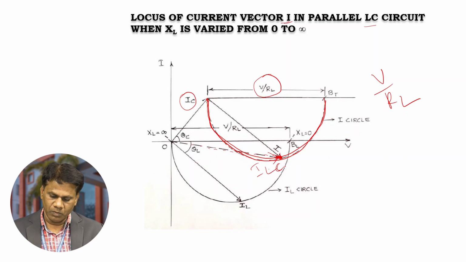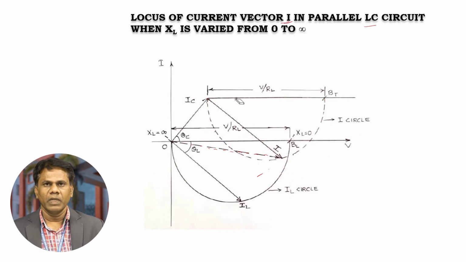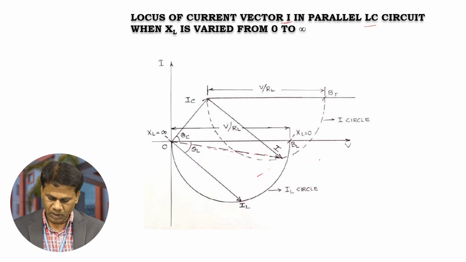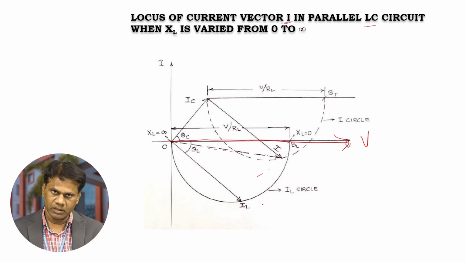I hope you all understand. Here it is simple. We are considering voltage as the reference, so this is the voltage vector. As usual, we know the phasor representation of vectors in phasor diagrams. In a capacitor, the current is leading, and in an inductor, the current is lagging with respect to the voltage.